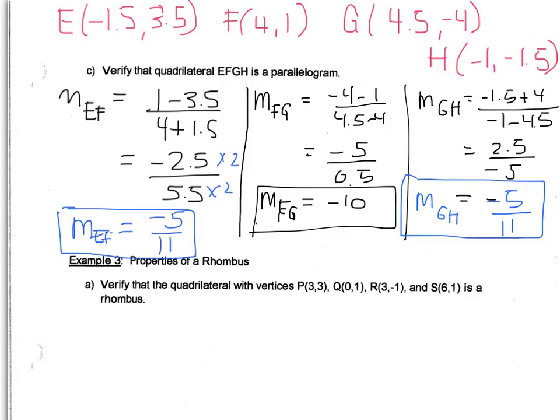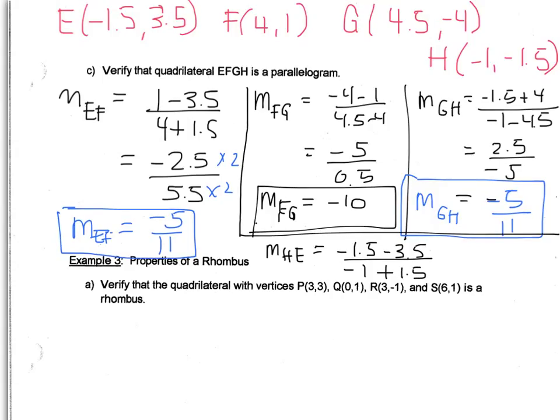I'm going to sneak the final calculation down at the bottom of this question there. I'm sorry, I'm a little bit short on space. Slope of H to E is the rise over run. So negative 1.5 minus 3.5 over negative 1 minus negative 1.5. So we got the same thing as what we did last time we did this calculation. We have negative 5 over 0.5, which when we reduce it equals negative 10. So that's the same as the slope of FG, and we have GH and EF that also both have the same slopes. So we can conclude that it is in fact a parallelogram.